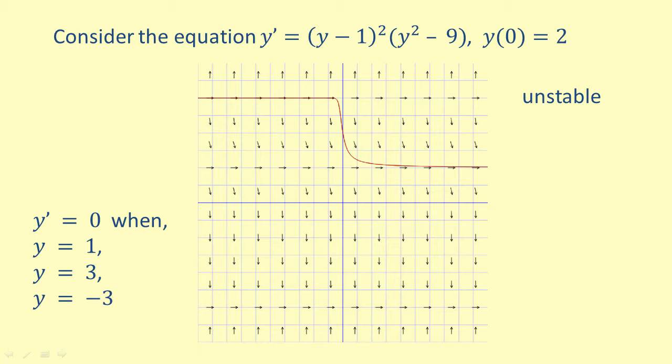Y equals 1 is a semi-stable solution. When approaching from above, y approaches 1. When approaching from below, the slope field points away from y equals 1. Y equals negative 3 is a stable solution. At all values of x, from either direction, the slope field points toward y equals negative 3.